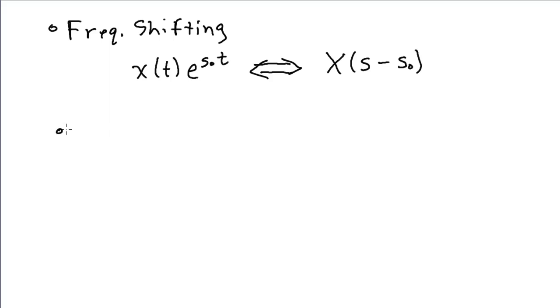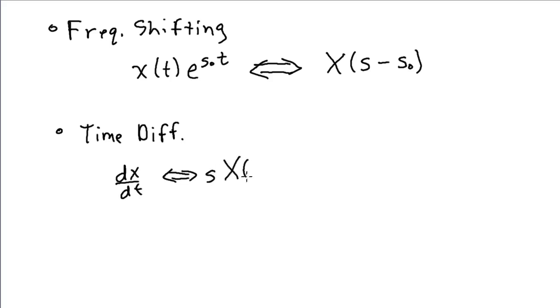And finally, the last property we'll look at here is time differentiation. dx/dt transforms as s X of s minus little x, so this is the time domain function evaluated at 0 minus. Recall that our transform definition extends from 0 minus.